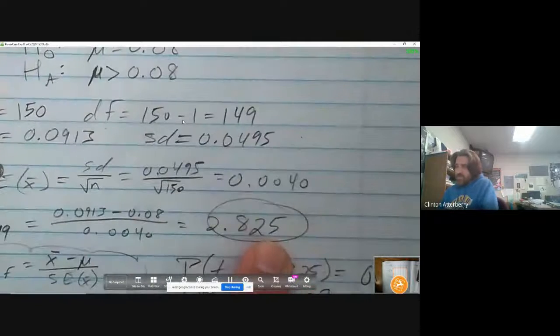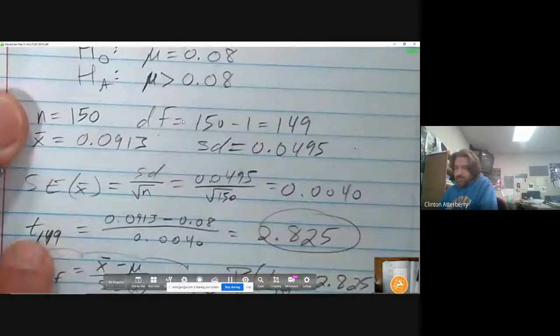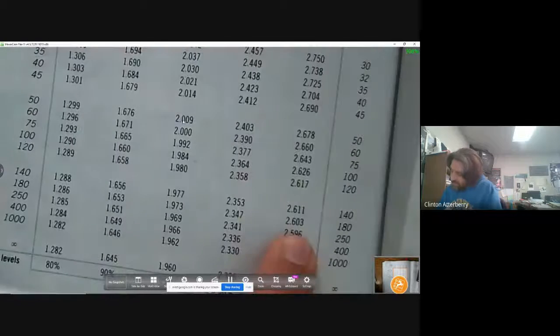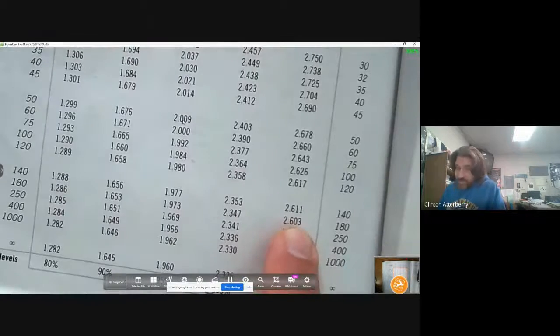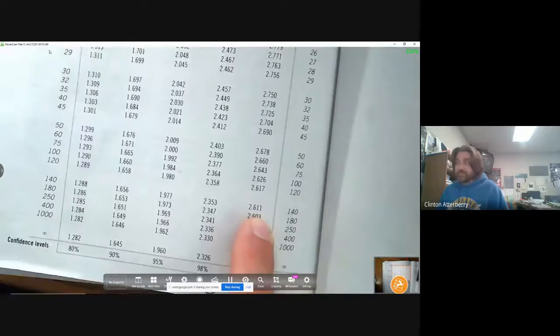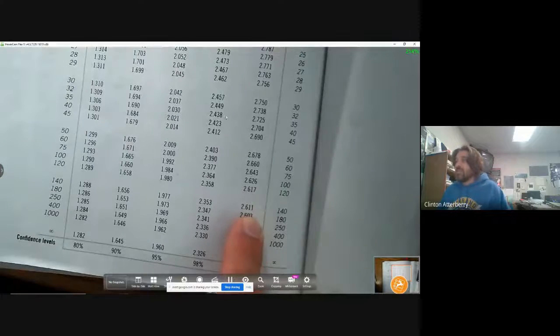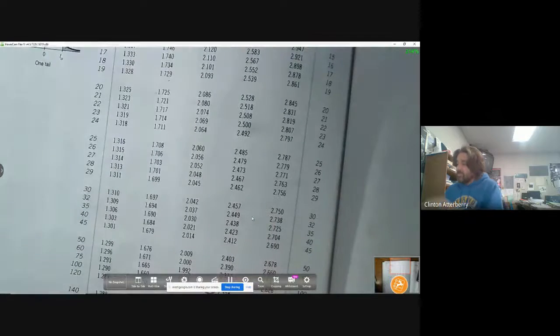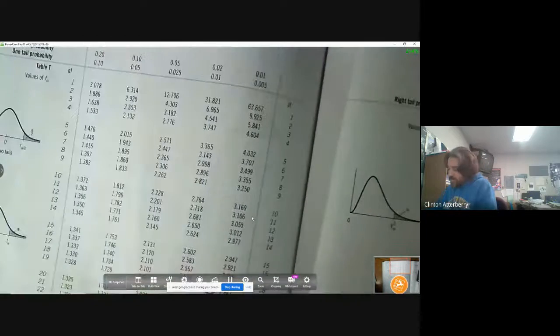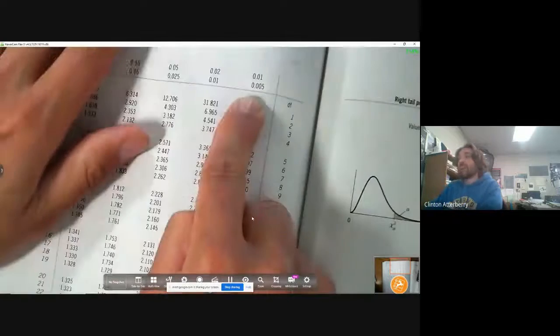That was our number, 2.825 for our T 149. 2.825 is above this. Okay, so what you're supposed to do is go up then to the very top of the page. And what does this say? Okay, at the top of the page. So it's a far right column, top of the page.